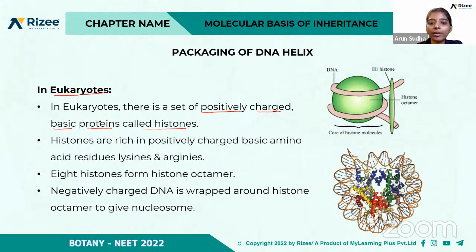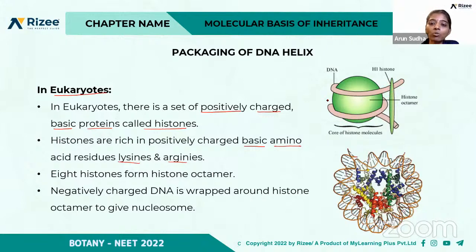So here in eukaryotes, there's a set of positively charged basic proteins called histones, and they are rich in basic amino acids like lysine and arginine. So these are all positively charged amino acids, lysine and arginine. So these amino acids bind with the negatively charged DNA. DNA, we saw, is negatively charged due to the presence of phosphate. So they form a structure like this. This is the core of the histone molecule, and the DNA wraps around the core.